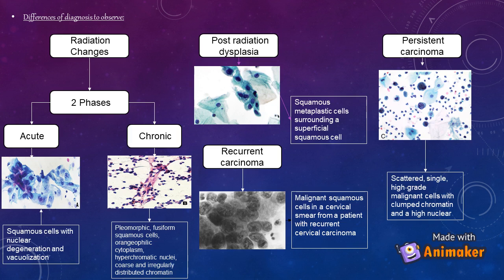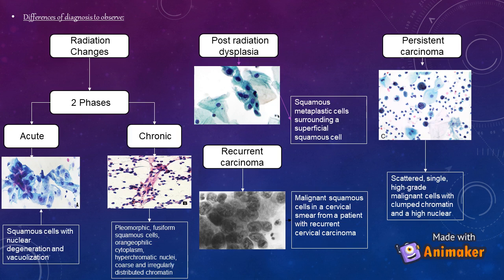Chronic radiation changes can develop 6 months or more after cessation of therapy, so they may persist for more than 20 years. This chronic radiation change is a reparative process. Post-radiation dysplasia. These cells can develop after a latent period varying from several months to 20 years.